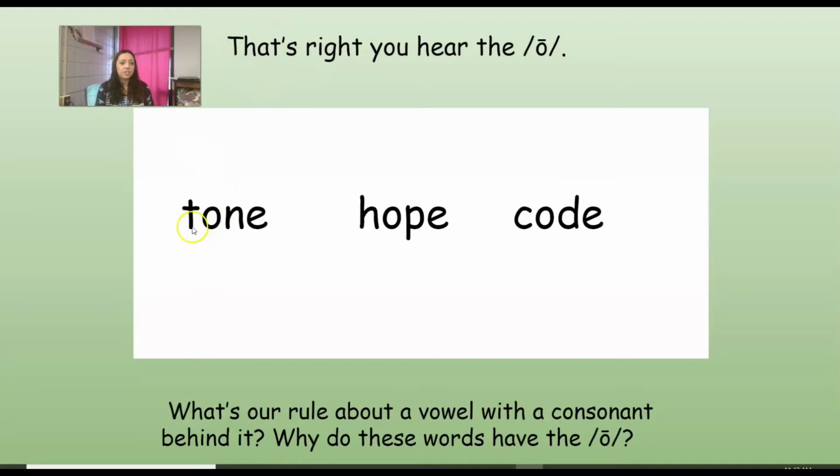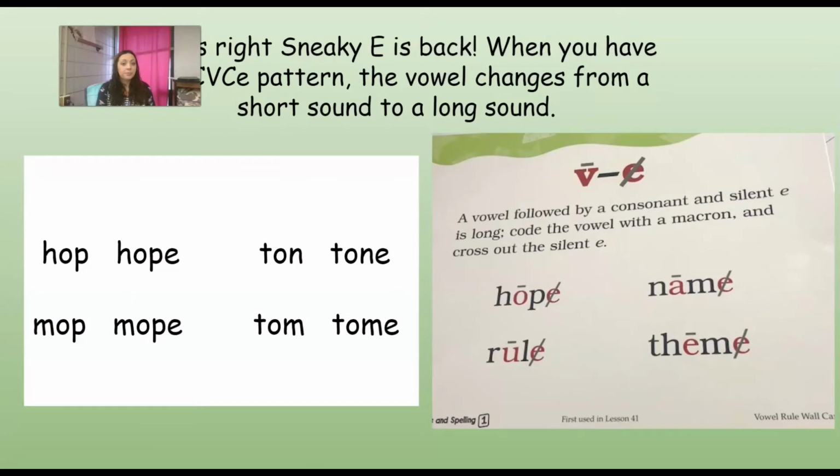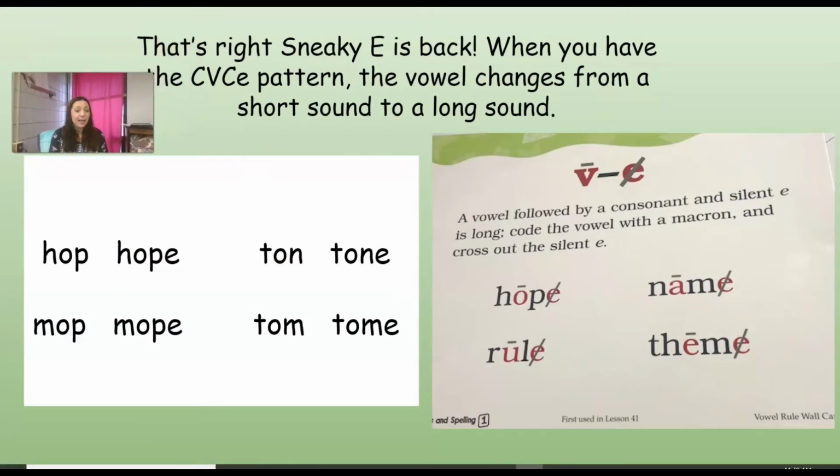Now look at these words. Tone, oak, ode. What's our rule about a vowel with a consonant behind it? Usually, when we have a consonant right behind it, it's going to make that vowel short. But remember, there's something special about these words. What do you see? It's got that sneaky E at the end. So these words are actually saying a long O, even though it's in front of a consonant, because it's got that E. So we're going to call these O consonant E words. All right. That's right. It's that sneaky E is back. When you have that consonant, vowel, consonant, E, or CVCE pattern, the vowel changes from a short vowel to a long vowel.